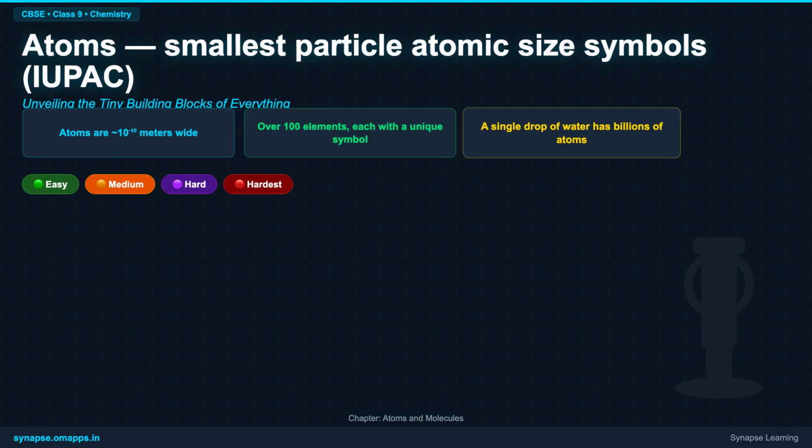Hello everyone, and welcome to this exciting journey into the fundamental building blocks of our universe. Today, we are diving into the fascinating world of atoms, the smallest particles, their atomic size, and the symbols approved by UPAC. We'll explore this topic across four levels of understanding, from the basics to competitive insights, ensuring you grasp every intricate detail. Let's begin our exploration.